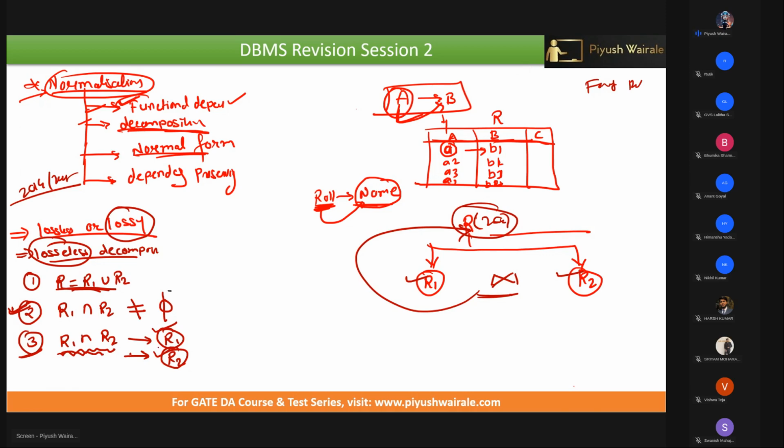Okay, so you can see this R1 and R2 here. I hope all these three conditions are clear to everyone. Any doubt, any question? Okay, fine. So this is regarding the lossless decomposition. Now how do we apply those particular conditions? Let's see.